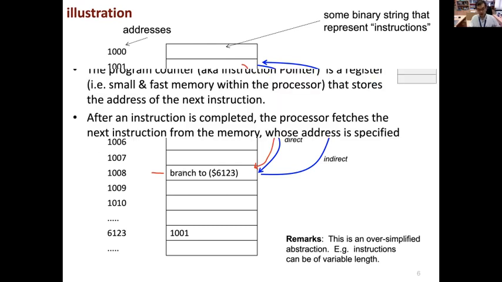And this instruction happens to branch to $6123, with a dollar sign here. It doesn't mean jump to the location 6123. It means go to 6123, which is this location, look at the value, and jump to that location. So in this case, it's 1001. So this is called an indirect branch.